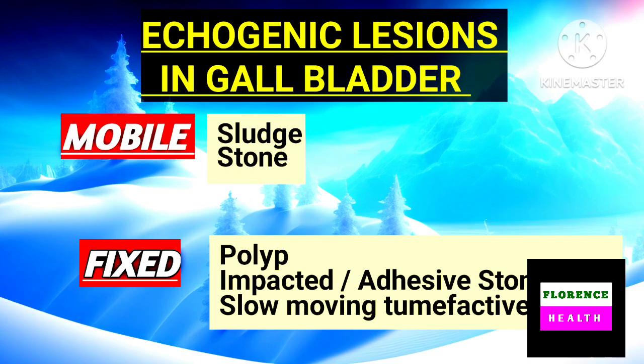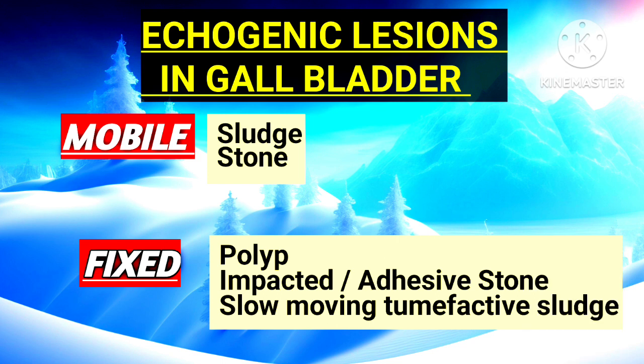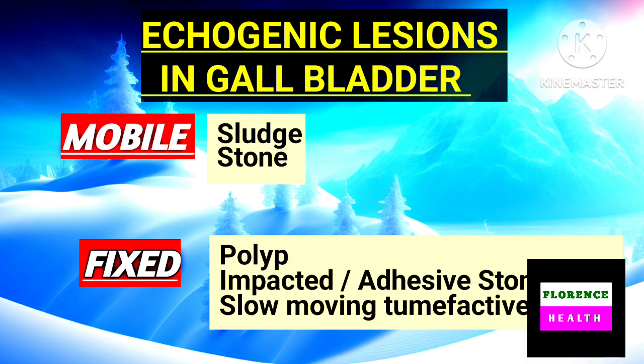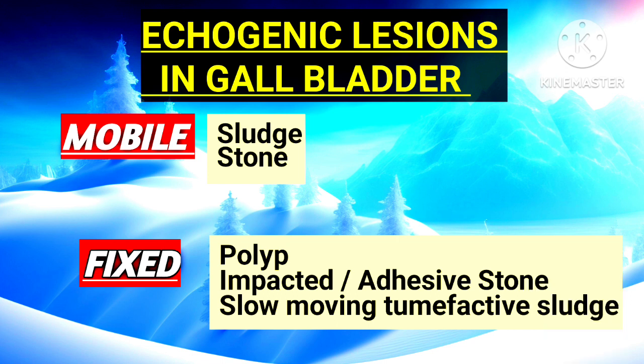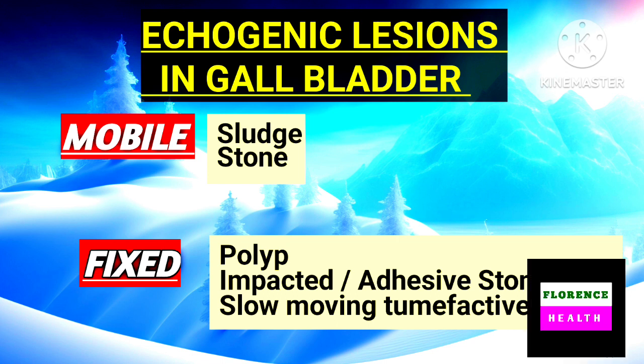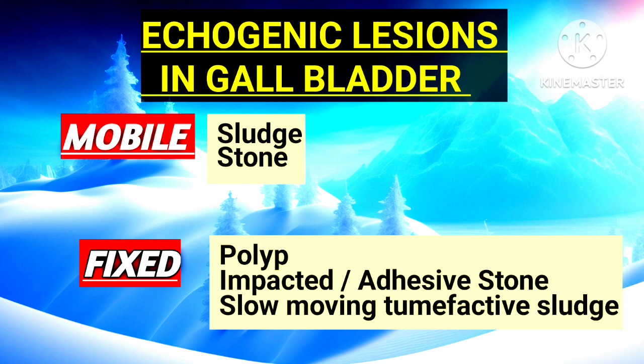Now discuss some echogenic lesions inside the gallbladder. Some echogenic lesions are mobile, that are sludge and stone inside the gallbladder. Some echogenic lesions are fixed, that is immobile, that are polyp, impacted or adherent stone. And another example is slow moving tumefactive sludge.